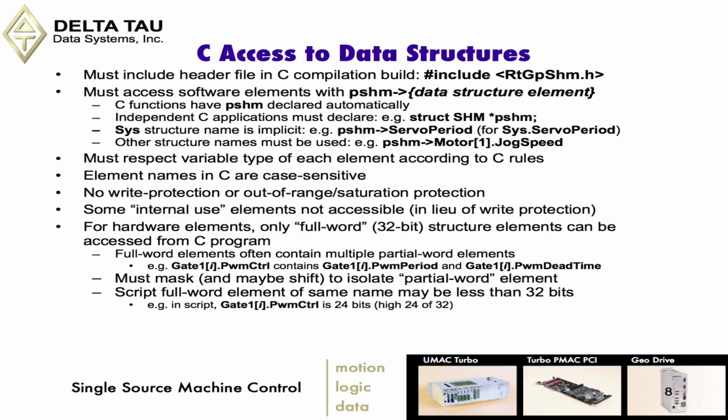The structure name in C is PSHM for pointer to shared memory. And then the data structure element that we saw before. So there's motor data structure elements, there's the coordinate system data structure elements, and we can get a hold of all of those by using PSHM. So for example, we can see here, motor 1 jog speed. So in C, we would say PSHM points to motor 1 jog speed. Keep in mind, in the C, you must use the proper capitalization on the structure names. Otherwise, it won't be recognized because it's not in the C header file.